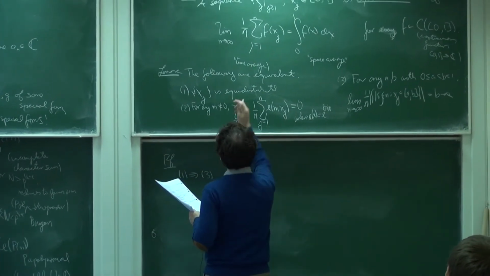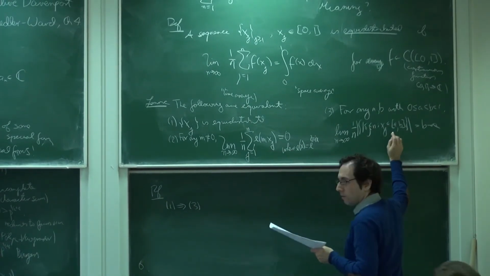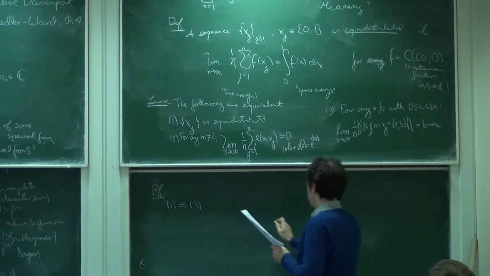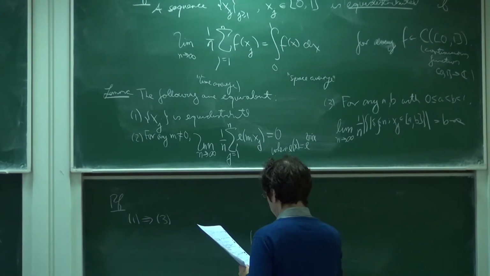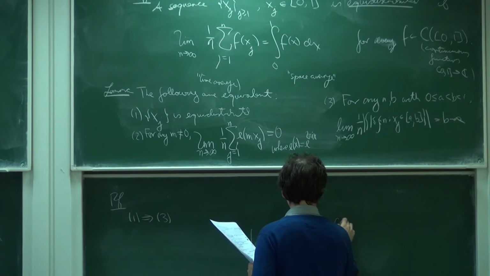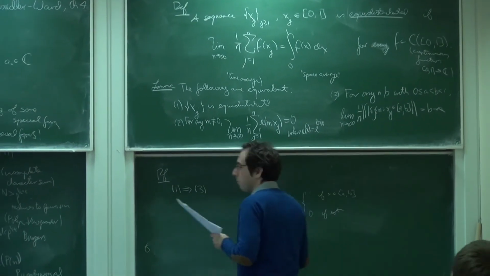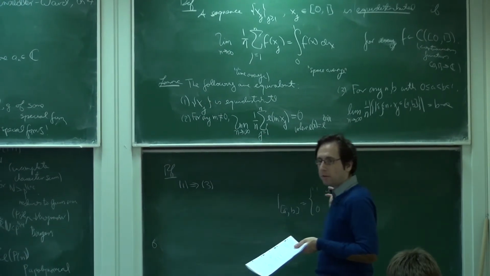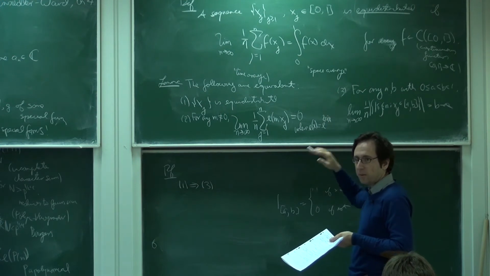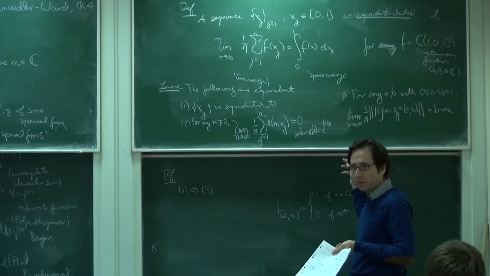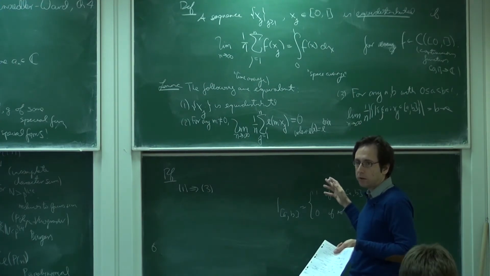So first, 1 implies 3. How are we going to do that? Well, we could just use the indicator function, 1_[a,b], right? Except it's not continuous. But if it were continuous, we would be done already. I mean, if it were continuous, we could just plug it into the definition, right? Because the integral of the indicator function is just b minus a. It's not continuous. However, you can approximate it very well by continuous functions.